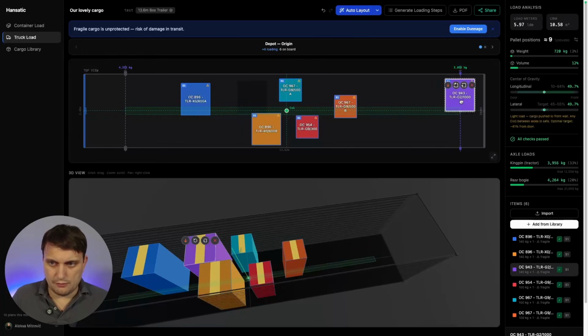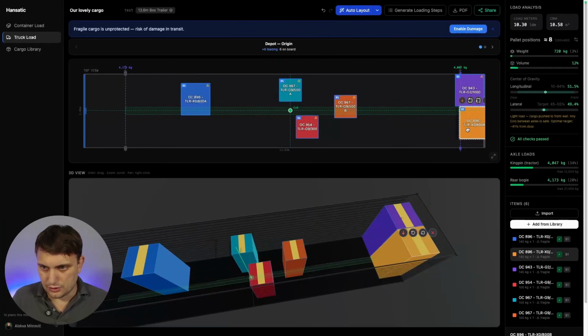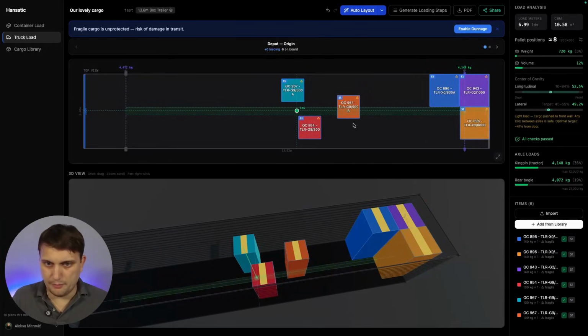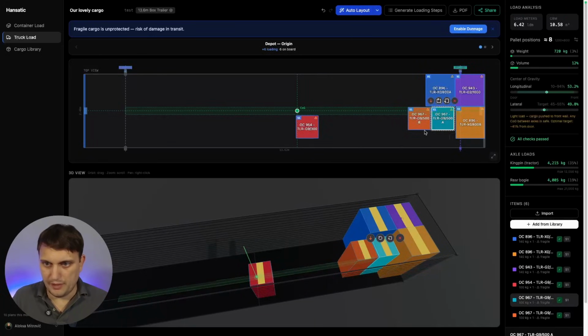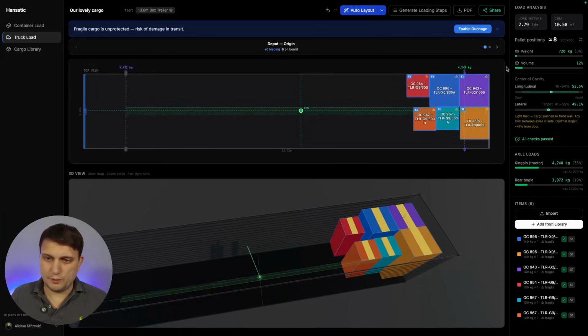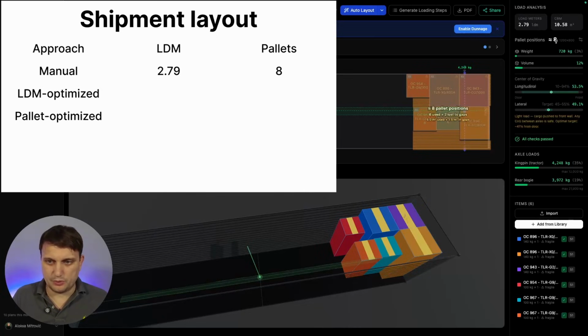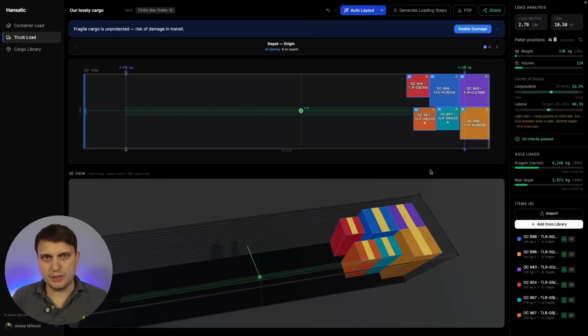What I would do is just play a little bit of Tetris. I'm sure you are doing this every single day in your job. Okay, quickly, manually, I could have rotated or tilted something, but for the sake of being fast, I packed it like this. As you can see here, I have close to 2.8 load meters, or around 8 pallet positions. And this is how most of the companies are shipping today.